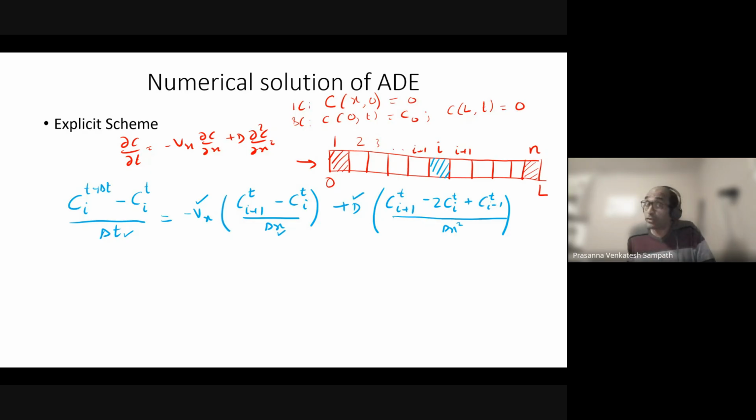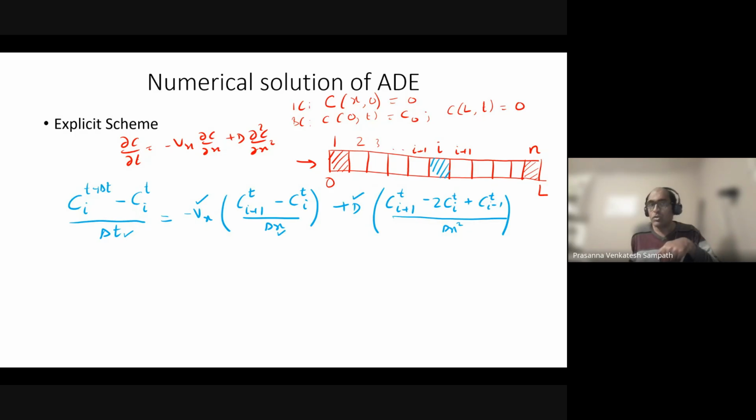Out of these four, is it four? 1, 2, 3, 4. Yes. Out of these four, only one is unknown. Only one is at time step t plus delta t. Everything else is at the current time t.